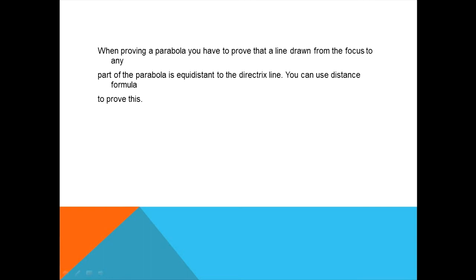When proving a parabola, you have to prove that a line drawn from the focus to any part of the parabola is equidistant to the directrix line. You can use the distance formula to prove this.